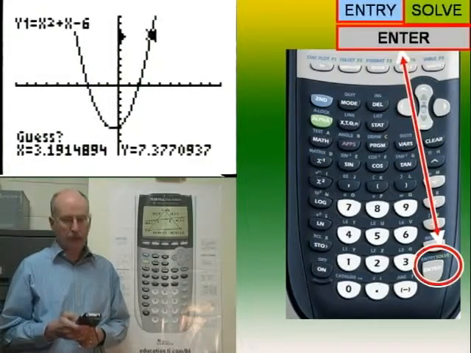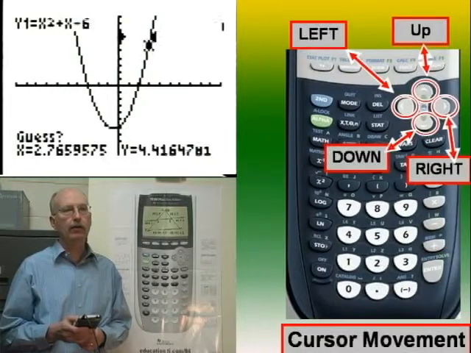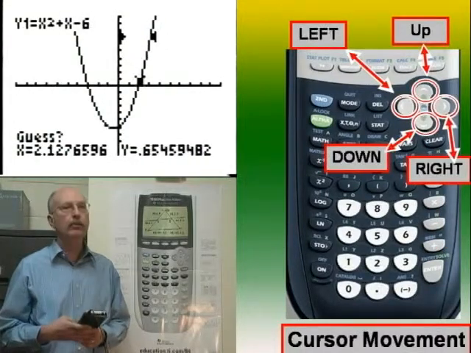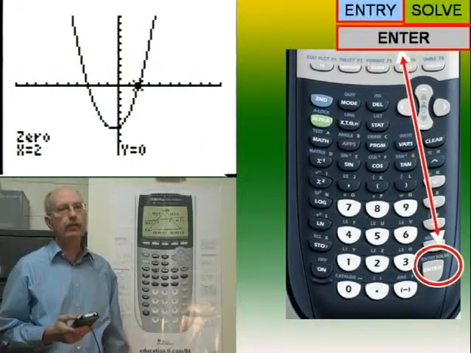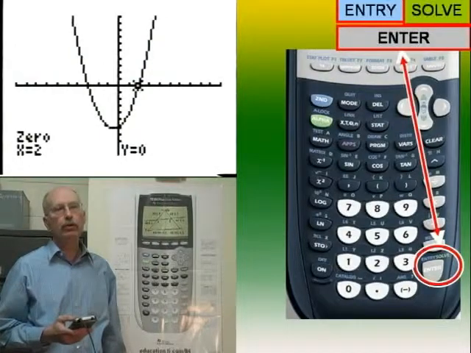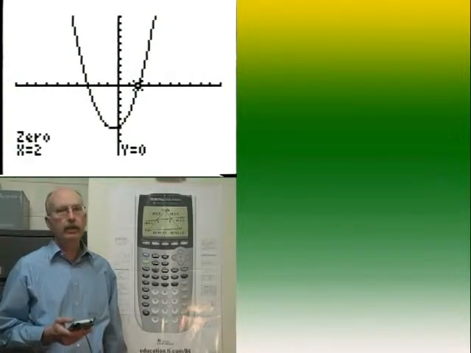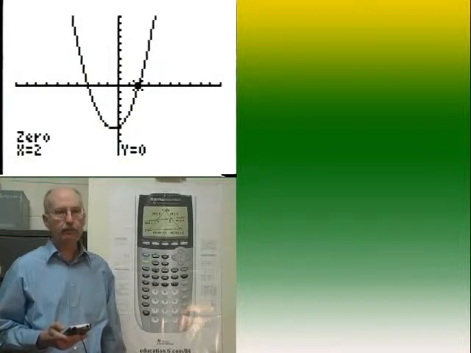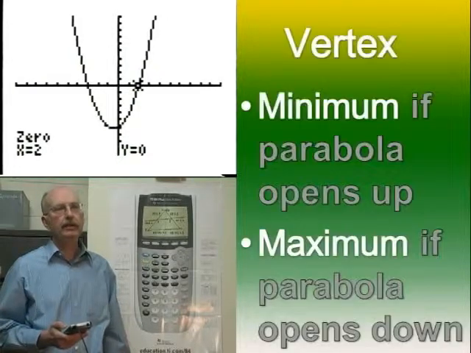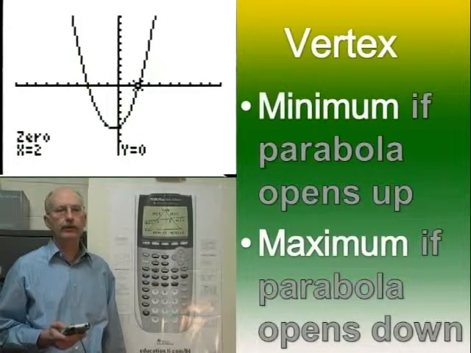It's asking for a guess. Let's see if we can scroll left and get a little closer. That's pretty close. We'll hit enter. And you can see that the other zero occurs when x equals 2, y equals 0. Those are the 2 x-intercepts. There's one other interesting thing about a parabola, and that's the vertex.